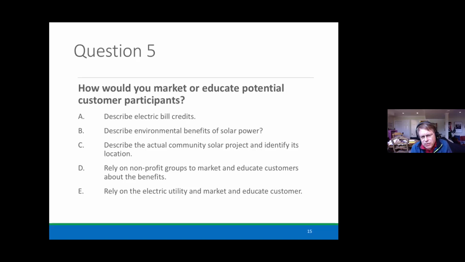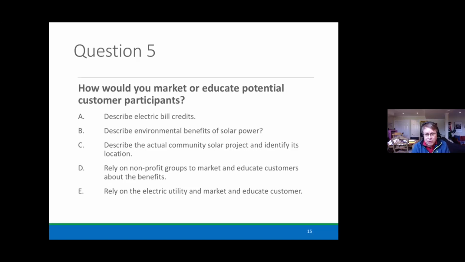And so what would you do in terms of marketing? Would you describe the electric bill credits? Would you describe the environmental benefits of solar power? Would you describe the actual community solar project and identify its location? And would you rely on nonprofit groups to market and educate customers about the benefits? Or would you rely on the electric utility and market to educate customers?